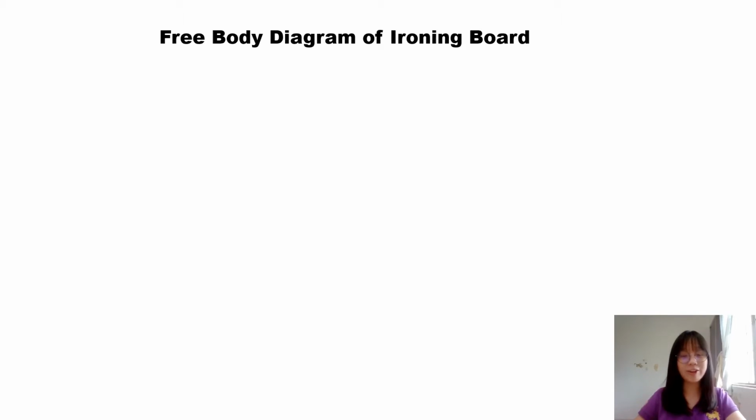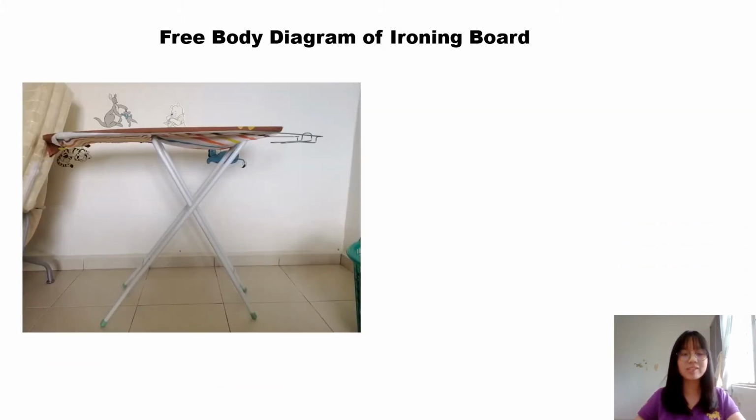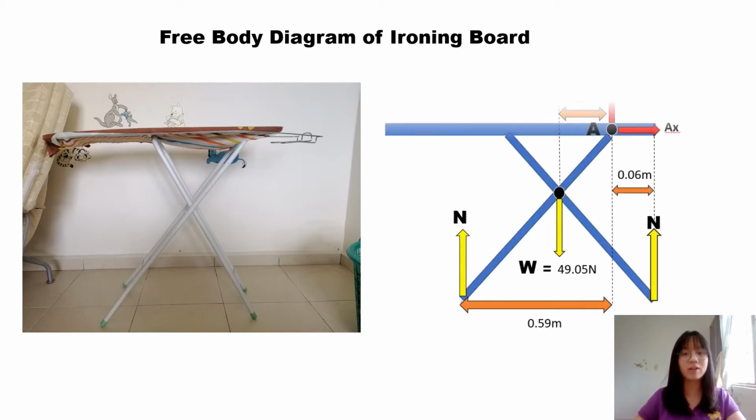Hi, my name is Teh Xin Yu, and now I'll be explaining LO1, which is the free body diagram of the static structure. As we can see from the slide here, the real-life example of the static structure our group has chosen is the ironing board. And this is the free body diagram that I have drawn based on the ironing board here.